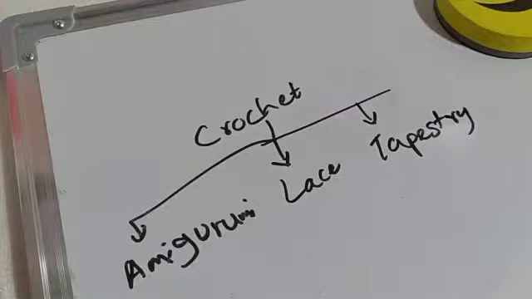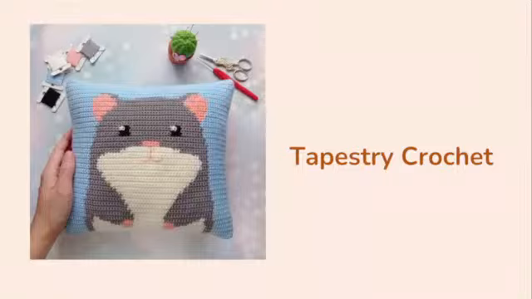This is the tapestry crochet. Here you can see this picture made by changing colors while we continue making our work project. Therefore, this is called tapestry crochet, and there are many other subtypes of crochet, micro crochet, like this. I'll show it.